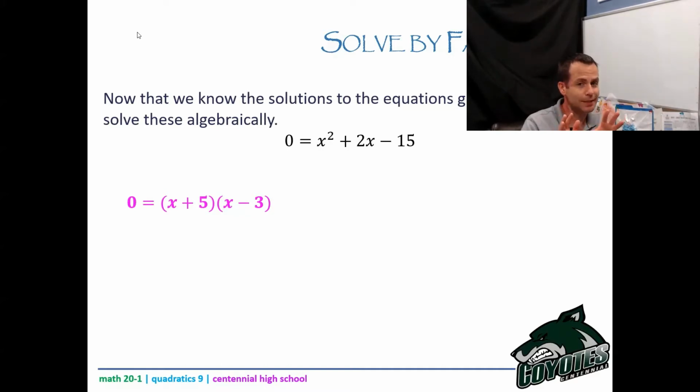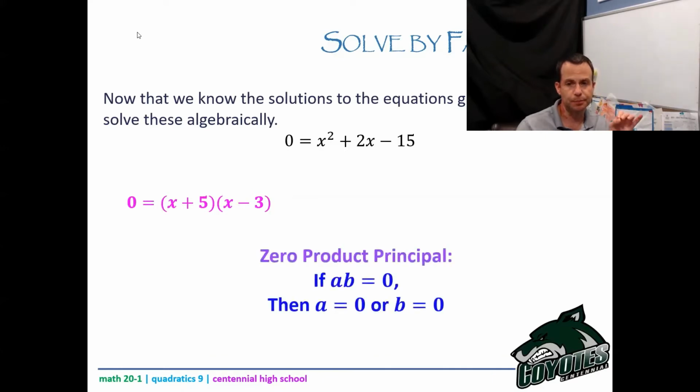This may sound really silly, but it's so important that you understand this concept or else nothing else works, okay? And the concept is called the zero product principle. The zero product principle states this: if A times B equals zero, then A equals zero or B equals zero. In other words, if I'm multiplying two numbers together and my answer is zero, one of those numbers is zero, okay? Because then zero times anything is just zero, okay?